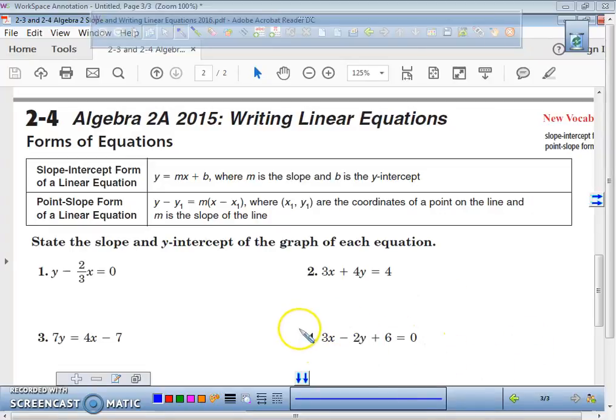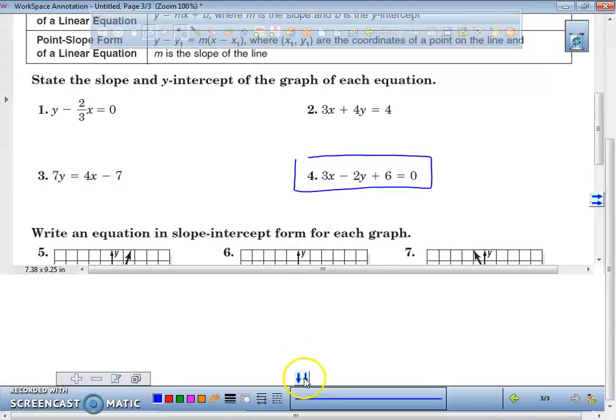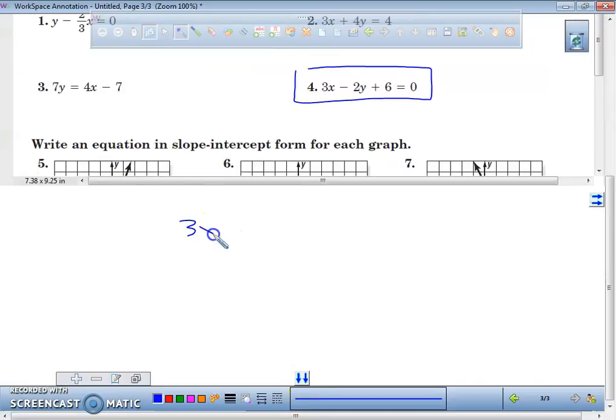Everybody, if you guys put number 4 right here in your journal, make sure you have those notes as far as how to write things in slope-intercept form and point-slope form. If we look at this right here, we say 3x minus 2y plus 6 equals 0. Does that look anything close to y equals mx plus b? It's pretty far away. Would you agree? Pretty far away. What does this look like, though?